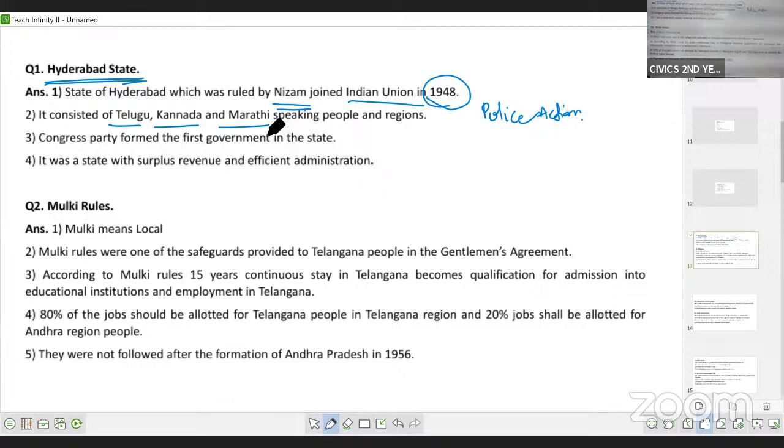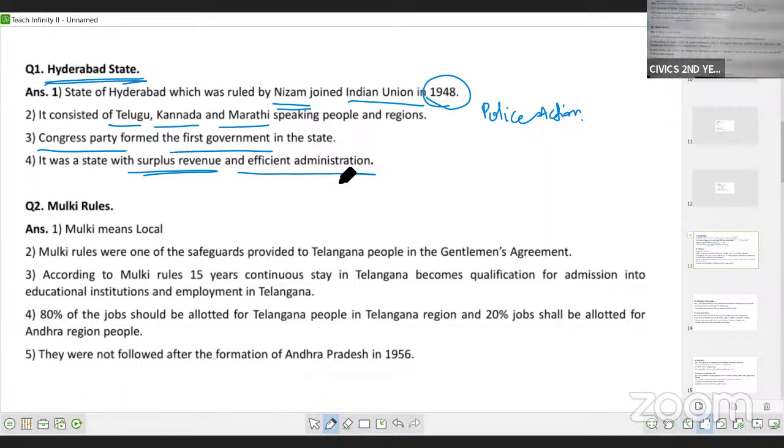Then after it became part of the Indian Union in 1948, the Congress party was the party which formed the government in the state. Congress party formed the first government in Hyderabad state. And if you talk about the financial position of Hyderabad state, it had surplus revenue. It was well developed by the Nizam and it had efficient administration. Hyderabad state was well developed with surplus revenue. These 4 points, if you write, you will get 2 marks.